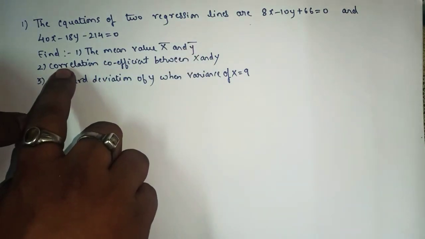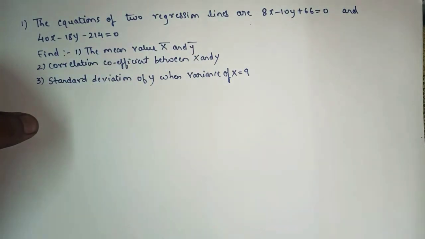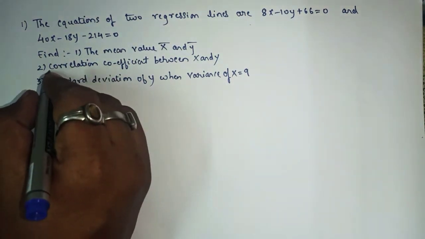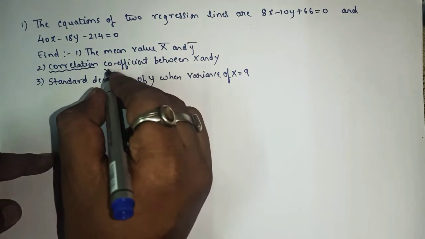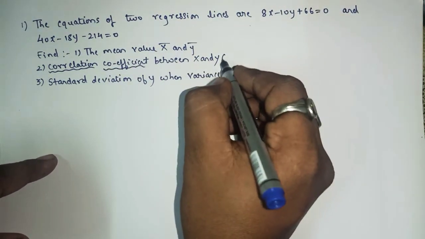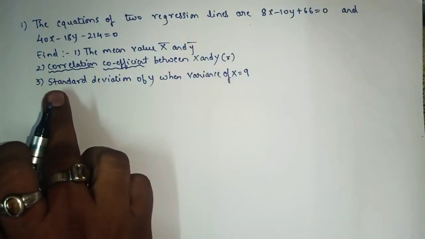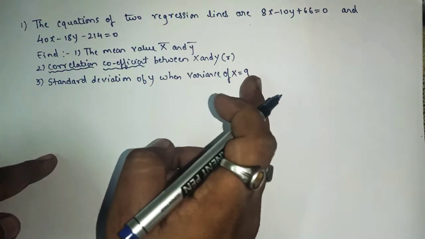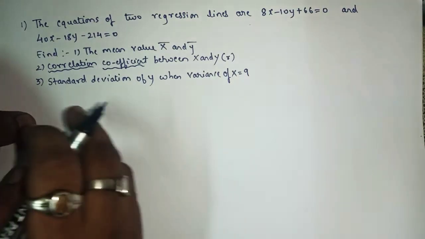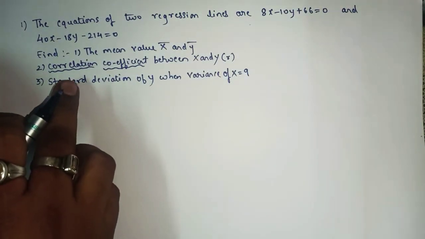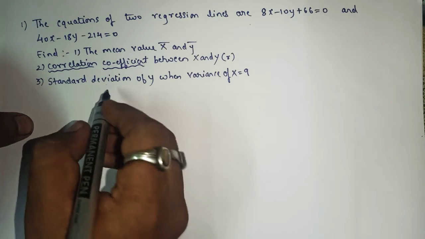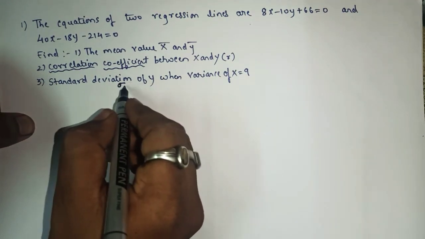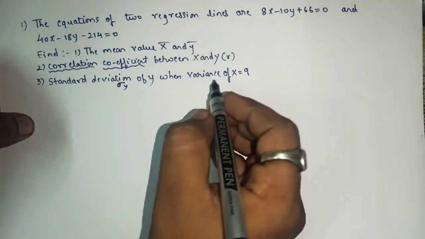And second thing, we have to find the correlation coefficient between x and y. I hope you all know what is meant by correlation coefficient. It means small r. And we have to find the standard deviation of y when the variance of x is 9. I hope you all know the symbol for standard deviation. Standard deviation symbol is like this, okay? Of y. It means standard deviation of y.